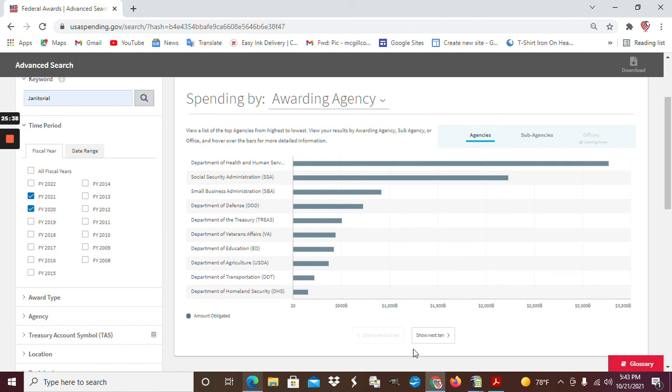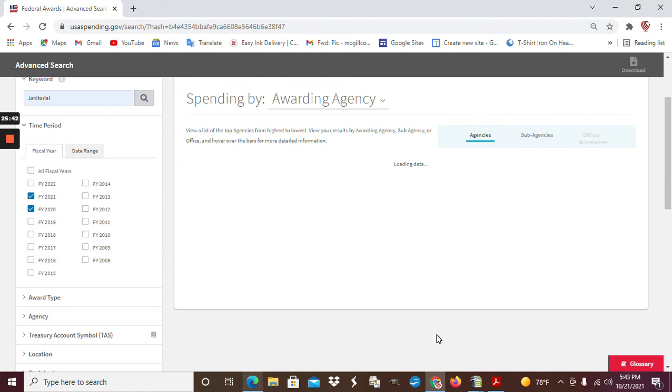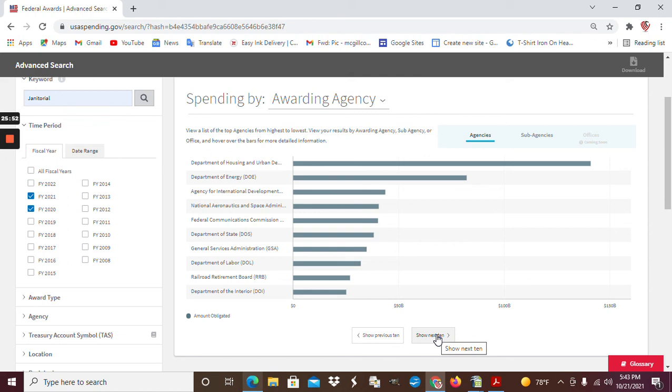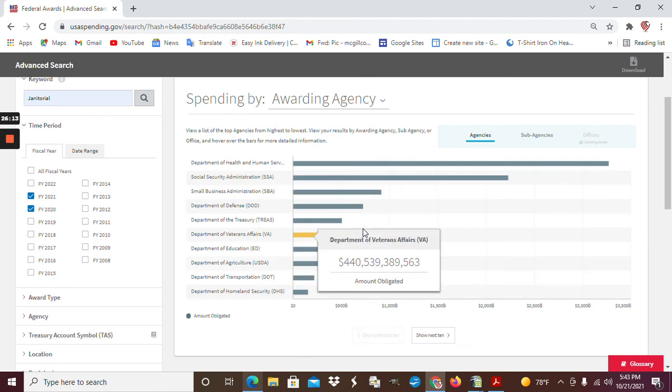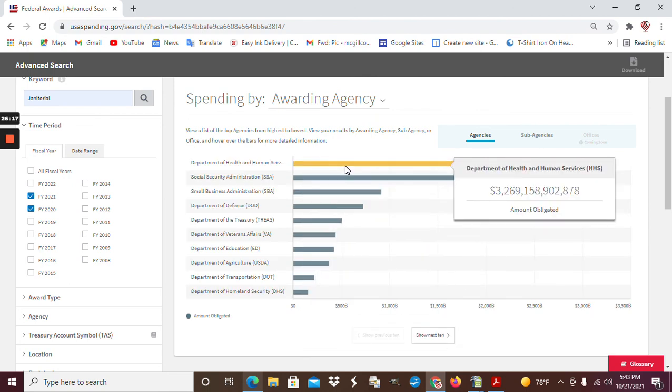And then you can come down here and see the next 10. You click here, and it's going to show you the next 10 award spending, the ones who received the award. Before, we were looking at the top 10. Now we're looking at the next 10. Here, the Department of Housing and Urban Development spent $140 billion on this. Again, it's big money that these agencies are spending. But you want to stick around this top 10. If you want to make some money, go where the money is. Go where there's plenty of money and plenty of opportunities. Do your research.